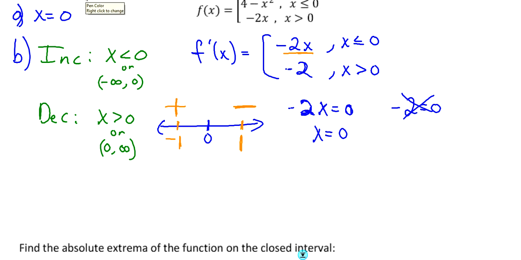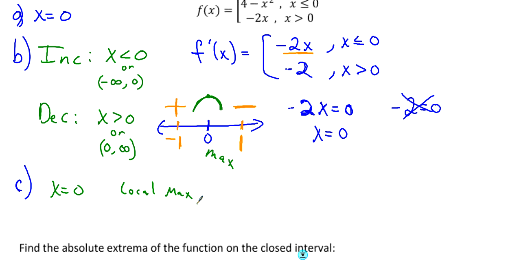And then part C says to identify any relative extrema. Well, right here at 0 is my critical point, and my function on this side is increasing, and on the other side it is decreasing. So if my function goes from increasing to decreasing, this is a maximum. So x equals 0 is a local maximum.